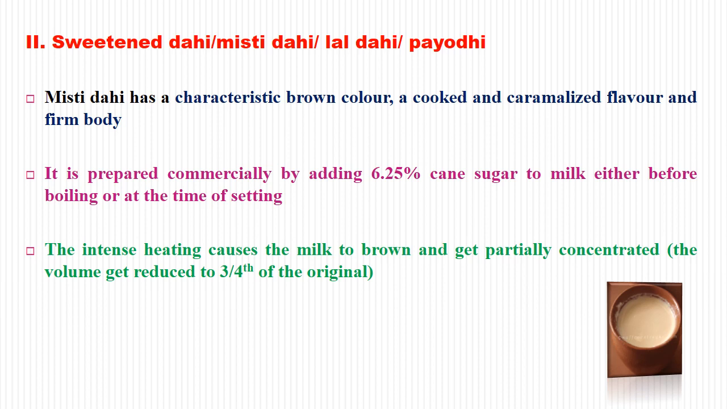In this case, the sugar is added to the milk and it is boiled for some time. There is some evaporation, so the milk becomes more condensed or thick, and due to heat treatment the sugar gets caramelized. That gives the brown color and also a different flavor. So this is the specialty of sweetened dahi.